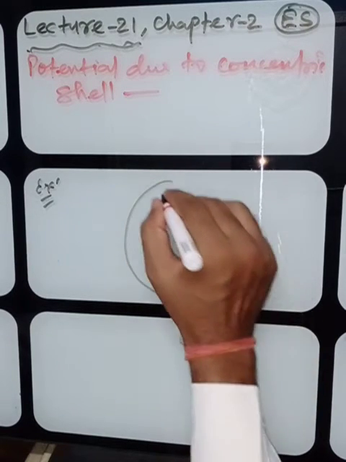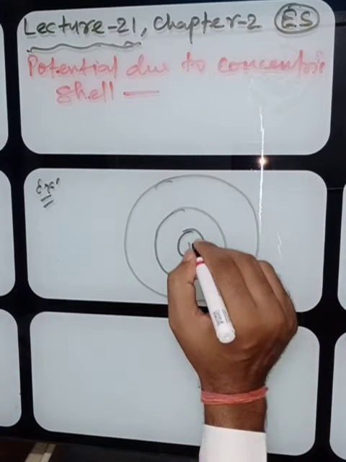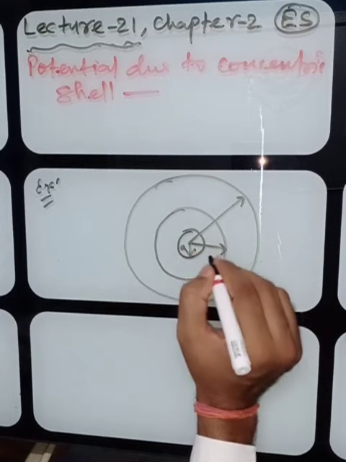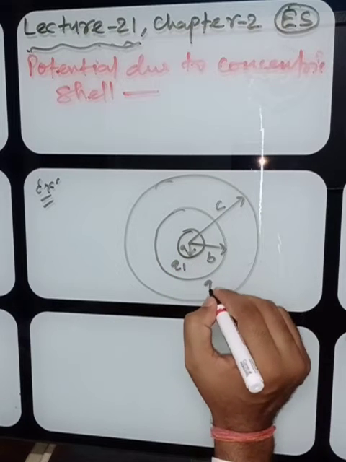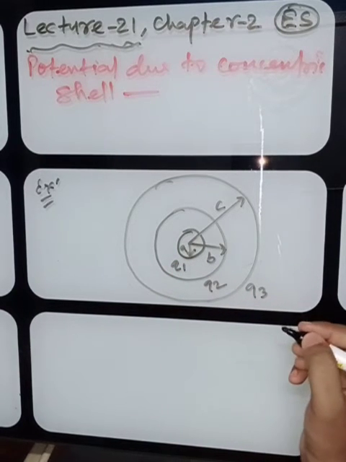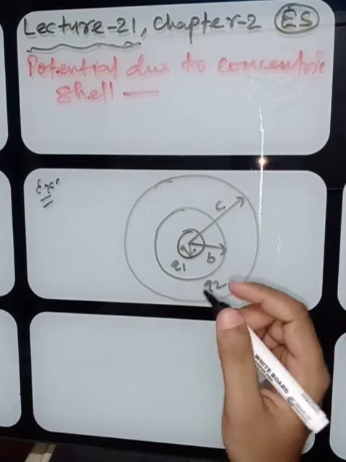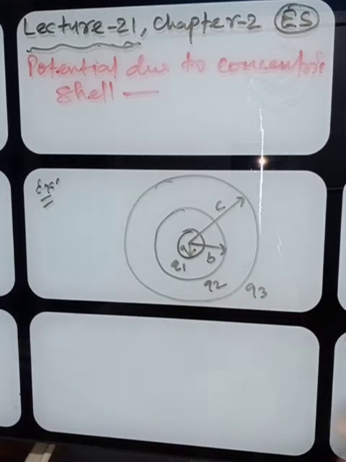Three concentric cells with radii R1, R2, R3, or suppose the radii A, B, C, and the charges given are Q1, Q2, Q3, and you have to find the potential at 1, 2, 3. So what will be the potential at 1, 2, 3? Pause your video and try to write the answer. My dear students, I am also writing the answer by pausing the video.